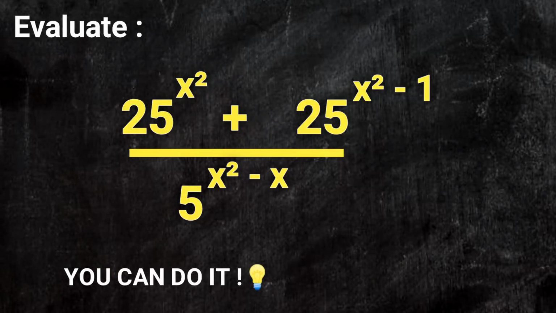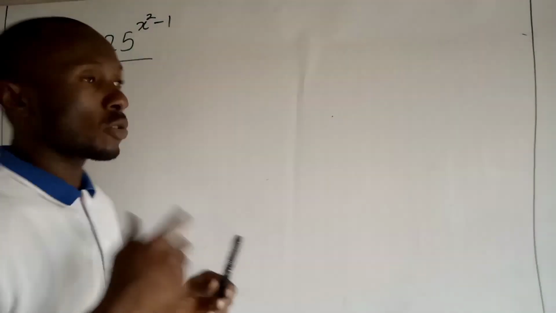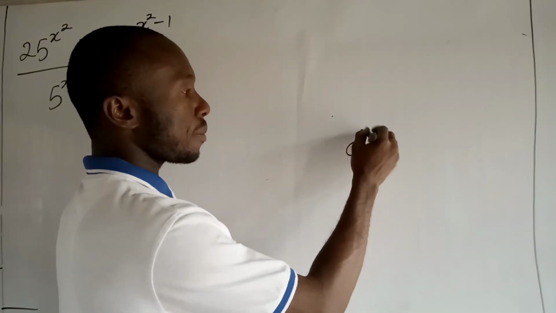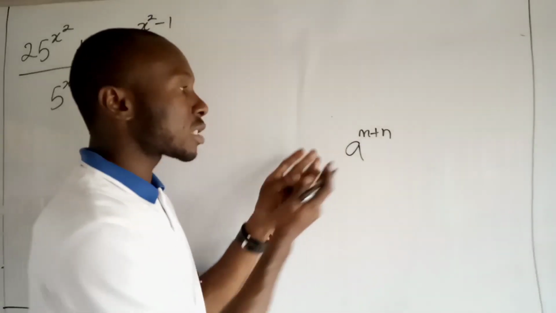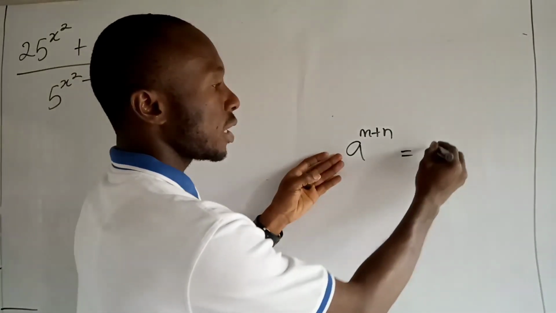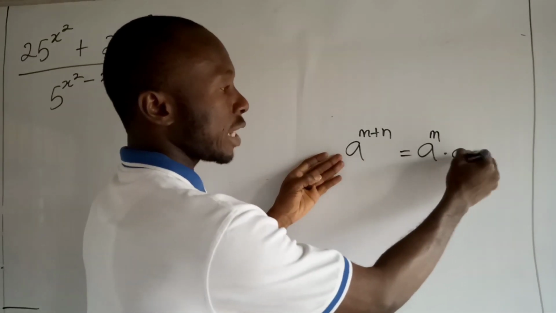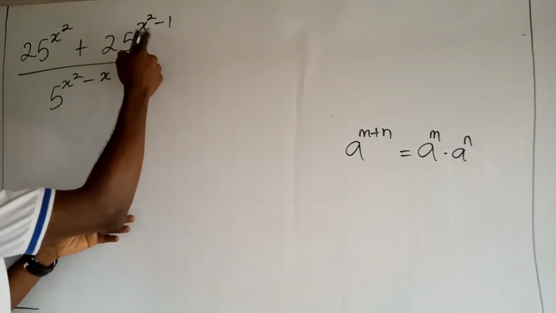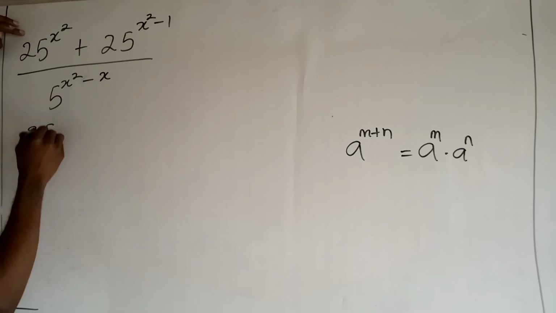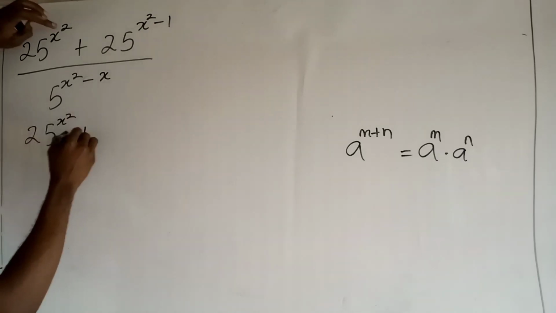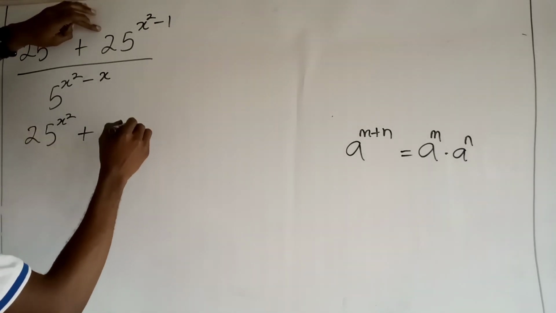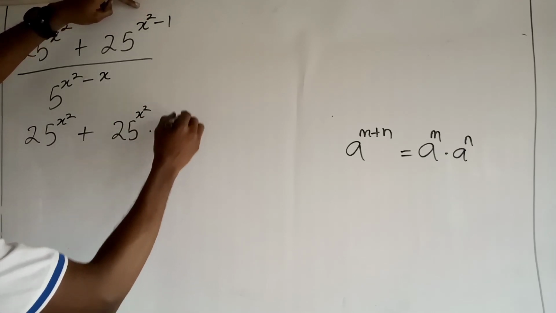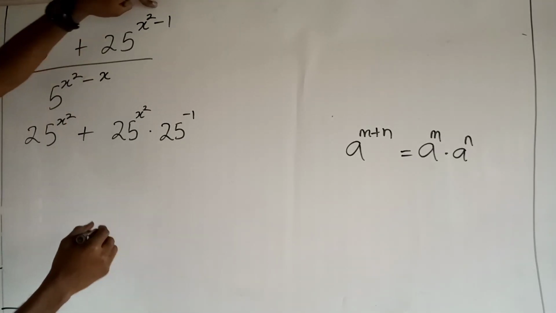Alright, the first thing I want you to remember, viewers, I want you to recall one of the laws of indices that says if you have a to the power m plus n, you can easily split these powers of a to become a to the power m times a to the power n. Okay, you've split the powers of a. So that's what I'm going to do right here. So I have 25 to the power x squared plus 25 to the power x squared times 25 to the power minus 1. I've just split the powers of 25 right here.